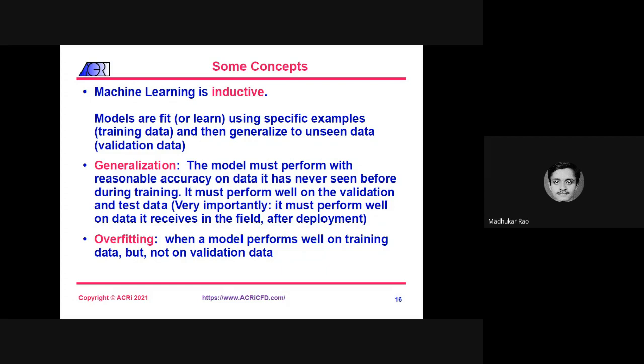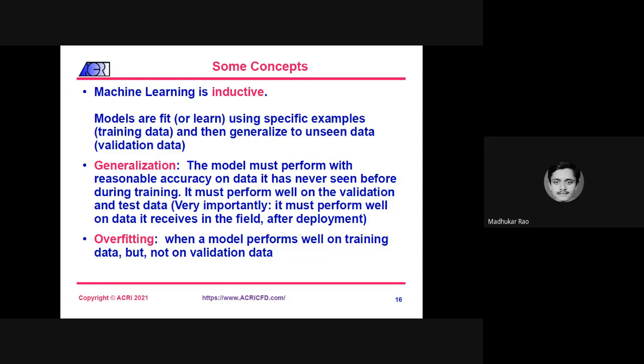And generalization, you will see these terms typically used in machine learning papers, so I'm presenting them. The model must perform with reasonable accuracy on data it has never seen before. It must perform well, and very importantly, it must perform well on data it receives in the field after you deploy the model.